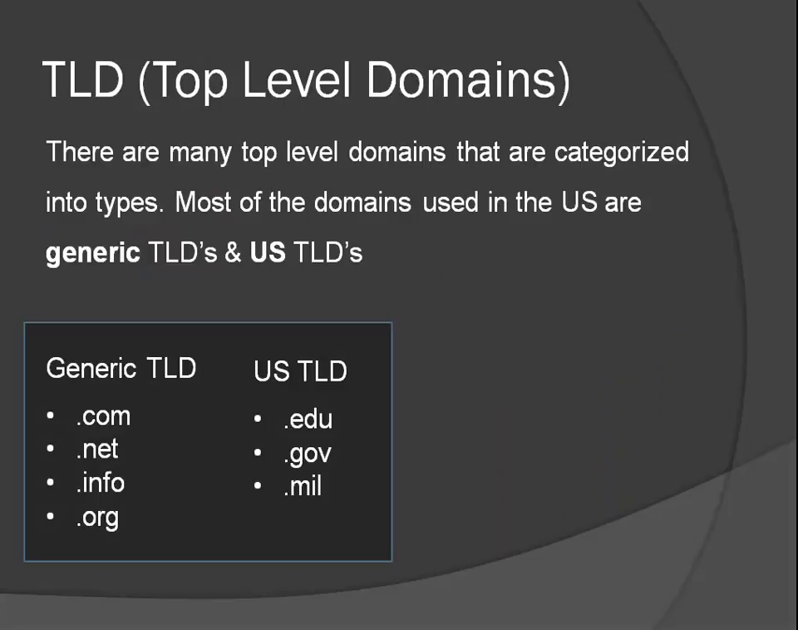So top-level domains we've briefly discussed. There's a few different categories for top-level domains. The most popular is generic. So generic would be .com, .net, .info, .org. And then if you're in the US, as I am, you can also see .edu, .gov, .mil, which is for military. So those are US TLDs. And there's a whole bunch more, and there's a lot of different ones that are for different countries as well.